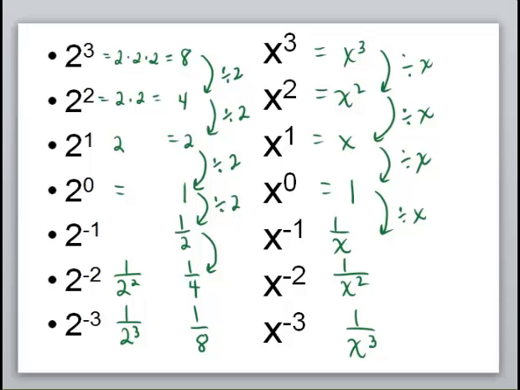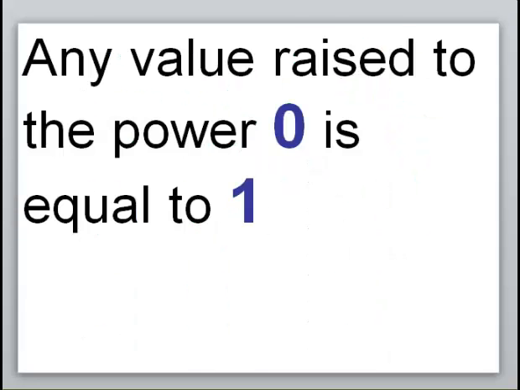Alright, looking at this, we have found the pattern. We know that anything to the 0 power is 1, and we know that negative exponents create fractions. They don't make the number negative, they create fractions. So we're going to write those things down. Make sure you've written these down. Any value raised to the 0 power is equal to 1. So I'll give you a couple more examples of that. I could say 4 to the 0 power, that's 1. I could say 2.76 to the 0 power is 1. So anything to the 0 power is always going to be 1.